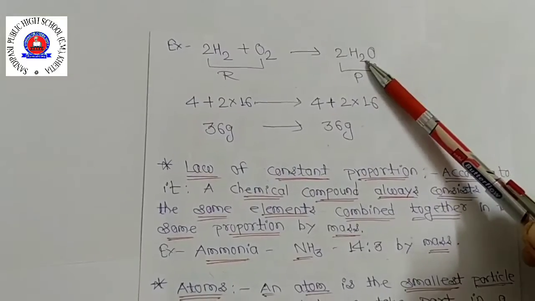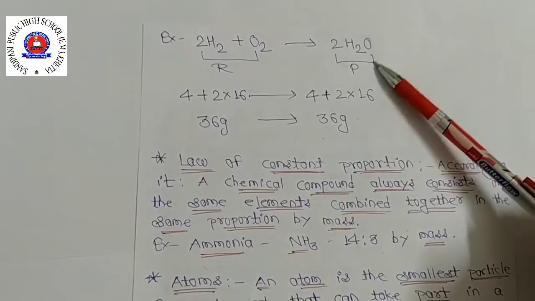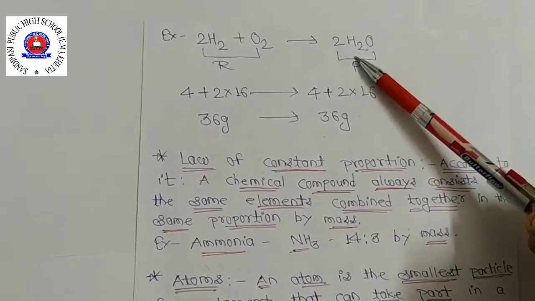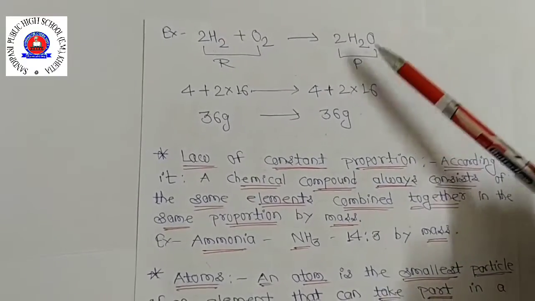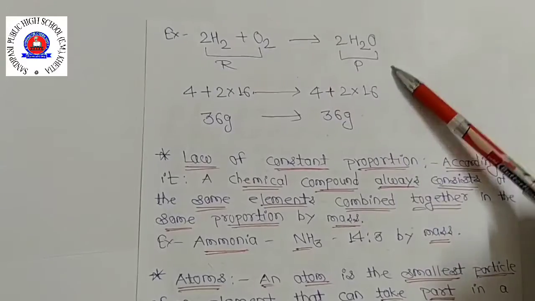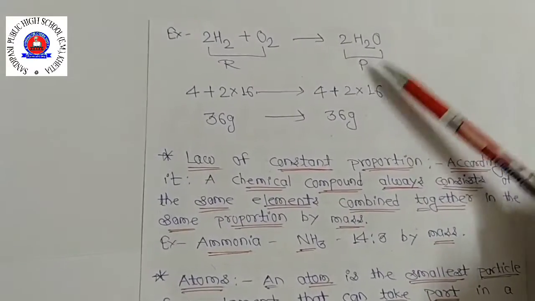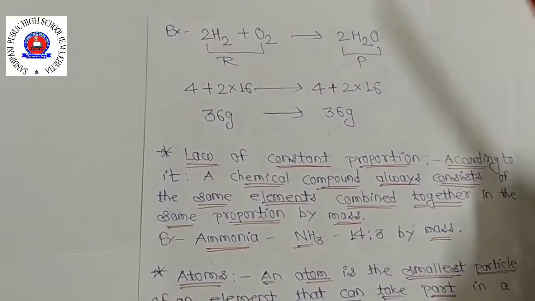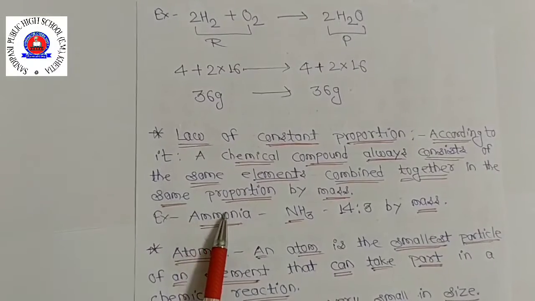So for example, water is a compound, which always consists of the same 2 elements, hydrogen and oxygen. Whenever water forms, it has the same 2 elements, hydrogen and oxygen, because water is made from hydrogen and oxygen, combined together in the same constant proportion, means 1:8 by mass. So 1 part by mass of hydrogen and 8 parts by mass of oxygen. Clear this one? Another example to illustrate the law of constant proportion.